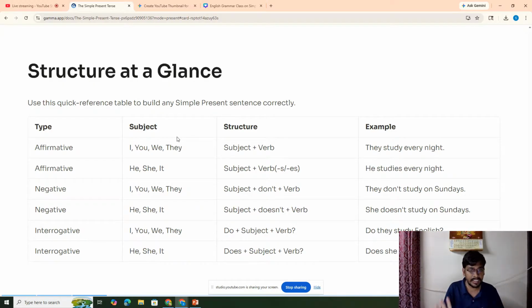So this is the right way of framing the sentence. He doesn't, she doesn't. Most times people say he don't, she don't. That is wrong. He doesn't, she doesn't, it doesn't, if you are using a negative sentence.